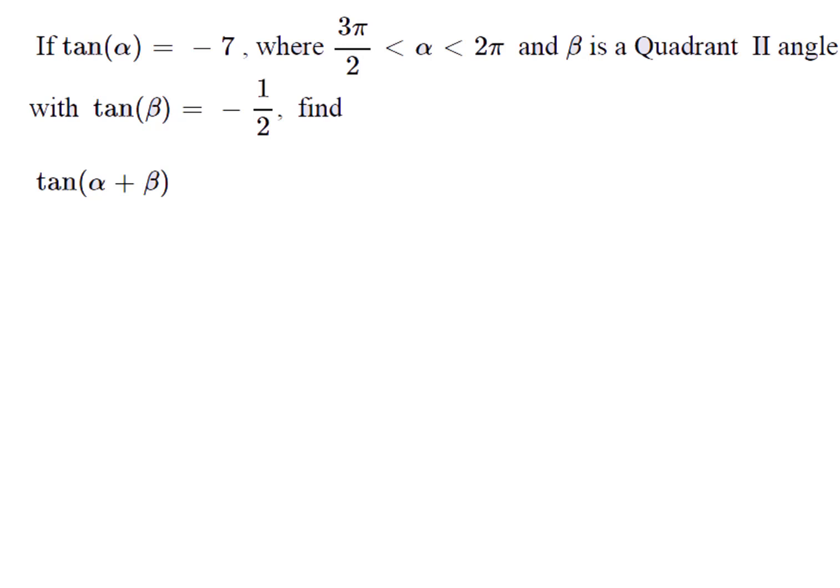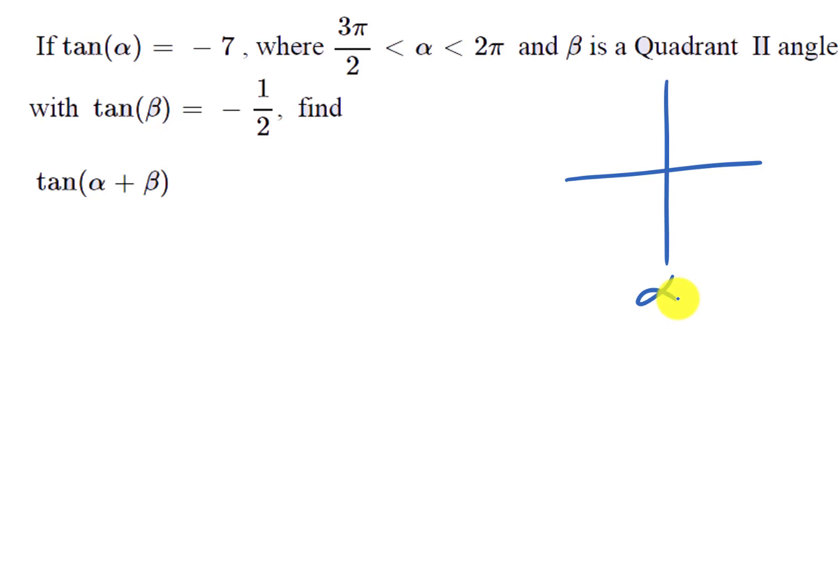If tangent alpha equals -7, where alpha is between 3 pi halves and 2 pi, and beta is in quadrant 2, with tangent being -1/2, find tangent of alpha plus beta. I'm going to draw these two angles and triangles.